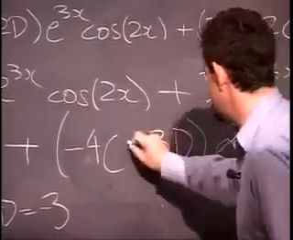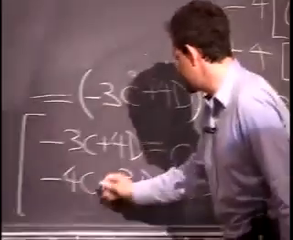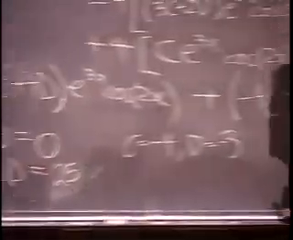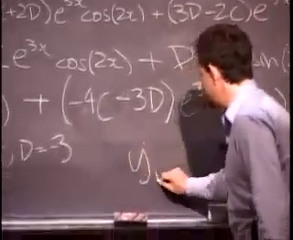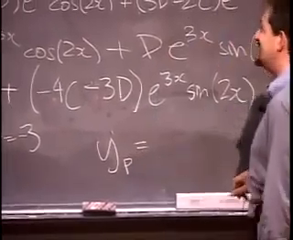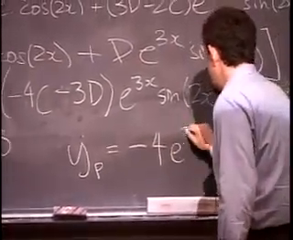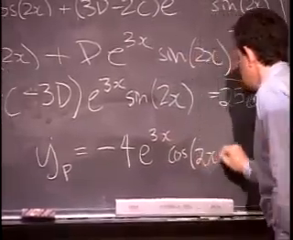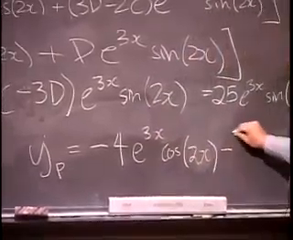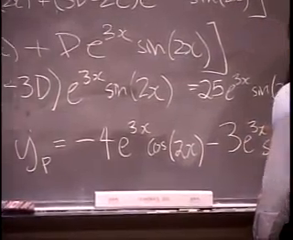Aha. I said minus 3, but I think I wrote down plus. So there we go. So now the solution is minus 4 and minus 3. So we finally found the particular solution. Yp is equal to minus 4 e to the 3x cosine 2x, minus 3 e to the 3x sine 2x.